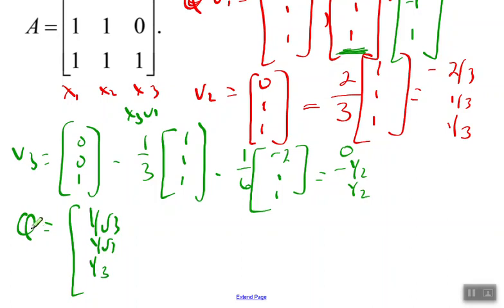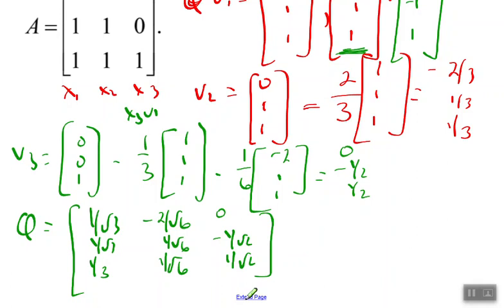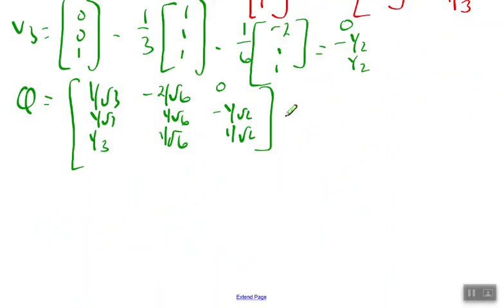So Q is going to be that first vector normalized, 1 over rad 3, 1 over rad 3, 1 over rad 3, and then negative 2 over rad 6, 1 over rad 6, 1 over rad 6, 0, negative 1 over rad 2, positive 1 over rad 2. That's what Q is. And then we got to figure out what R is.